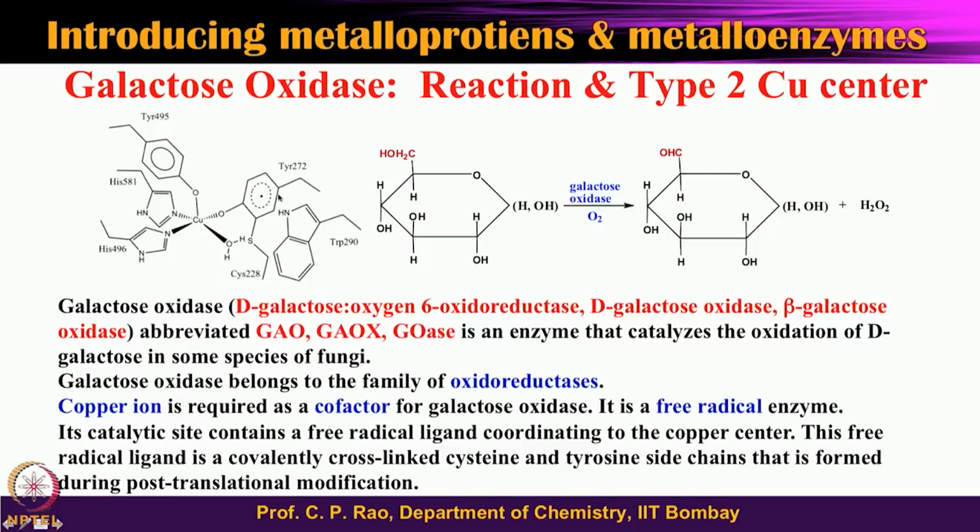It is a post translational modification that takes place after the protein binds to the copper center. So, when the copper binds to this region, this particular activation happens as a post translational activity, and the whole thing is converted to a new cofactor, and this is the cofactor that you have in the galactose oxidase.